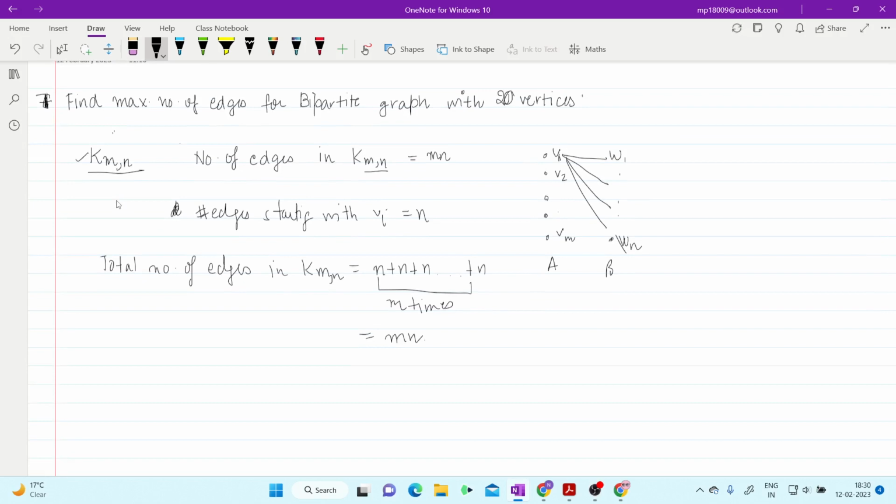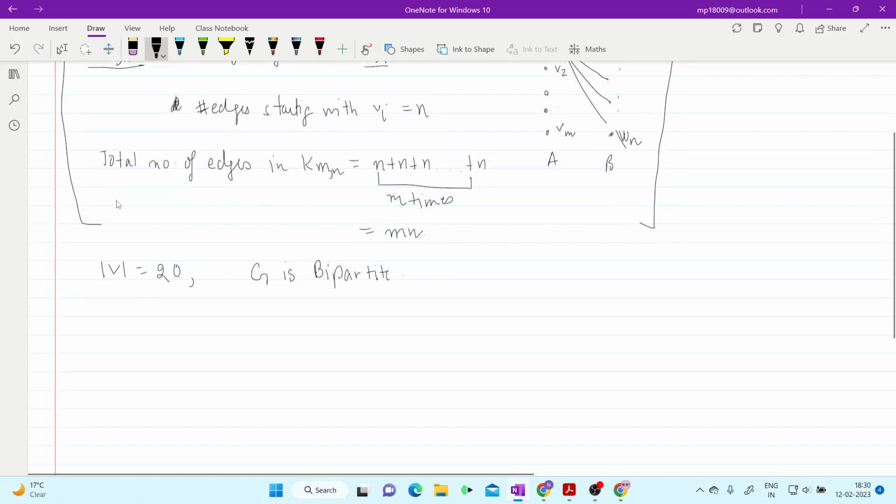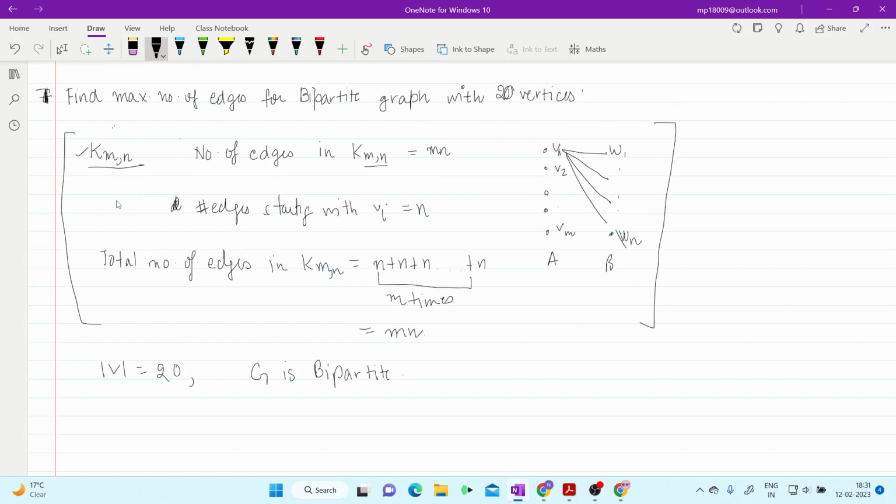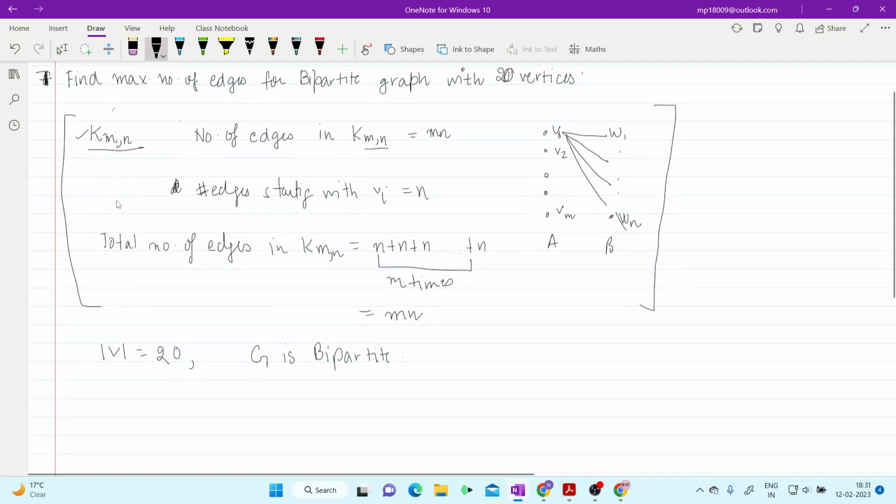So now once we know this, our question is, we have to find the maximum number of edges for a bipartite graph with 20 vertices. So order V is 20, G is bipartite. First of all, how do you suggest we find the maximum number of edges? K 10,10 will have the maximum number of edges, by dividing it equally, 20 vertices can be 10 and 10.